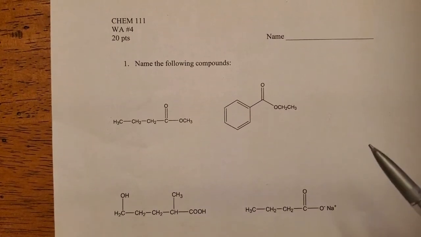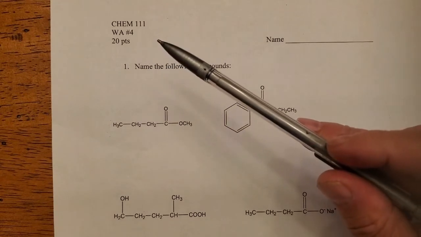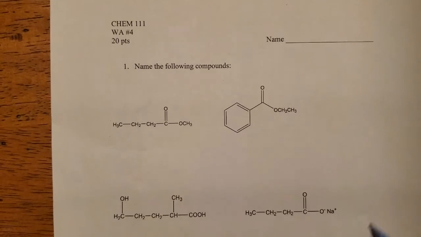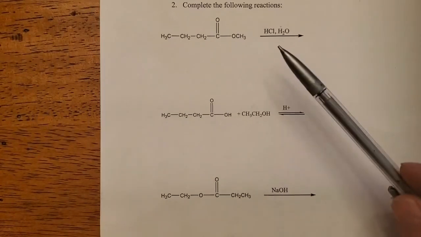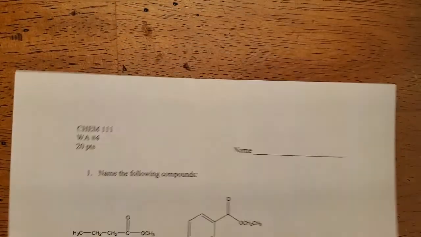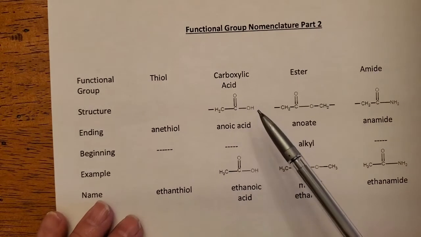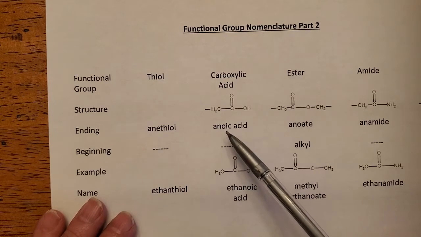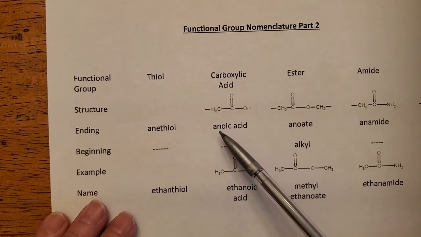Okay, I am going to help you with work assignment number 4, which is on esters and carboxylic acids, naming as well as chemical reactions. So, go to your cheat sheet and you see that carboxylic acids have this basic structure. The ending of a carboxylic acid, that is an aliphatic carboxylic acid, ends in enoic acid.